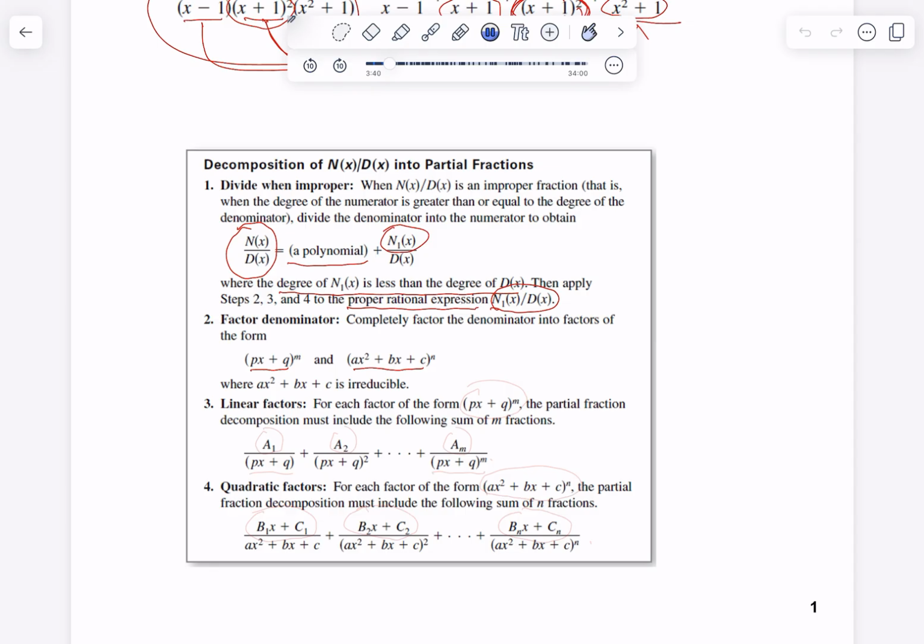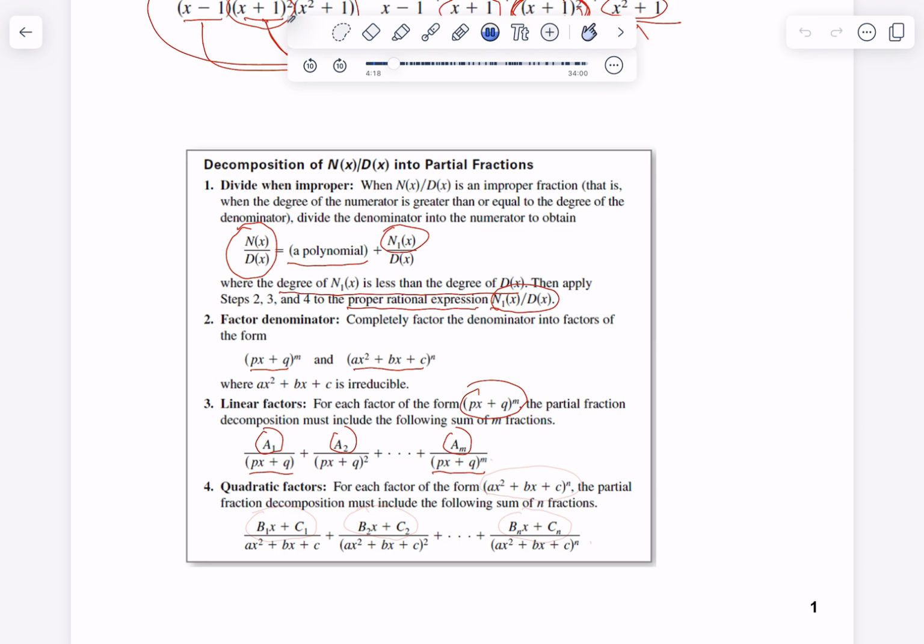Step 3, you want to write down all the linear factors. For each linear factor of this form, the partial fraction decomposition must include all the following sum of these fractions, from the power of 1 all the way to power of m. Each one of them will have a constant coefficient in the numerator. And step 4 will be writing down the terms for the quadratic factors.